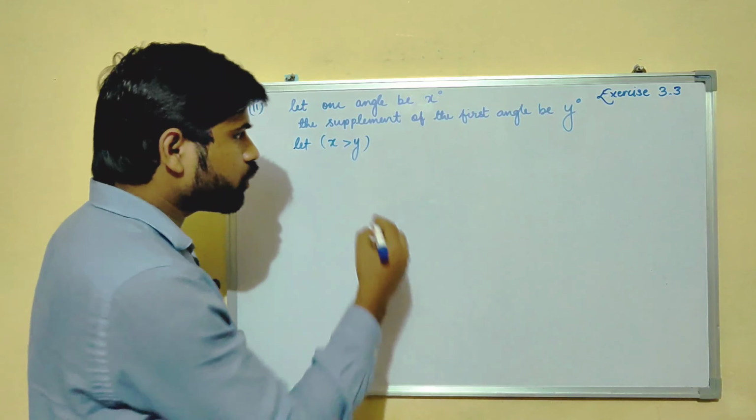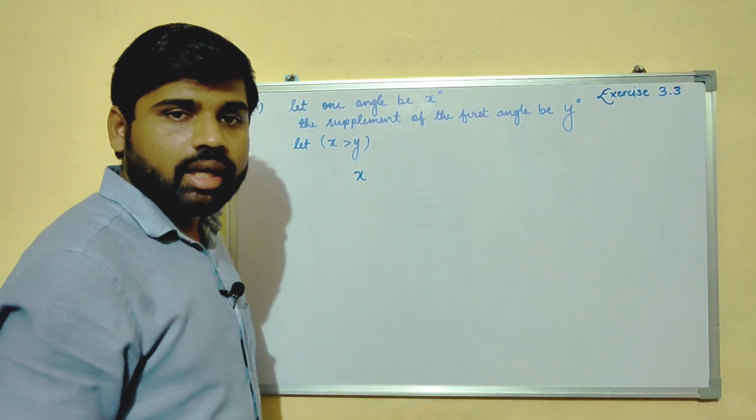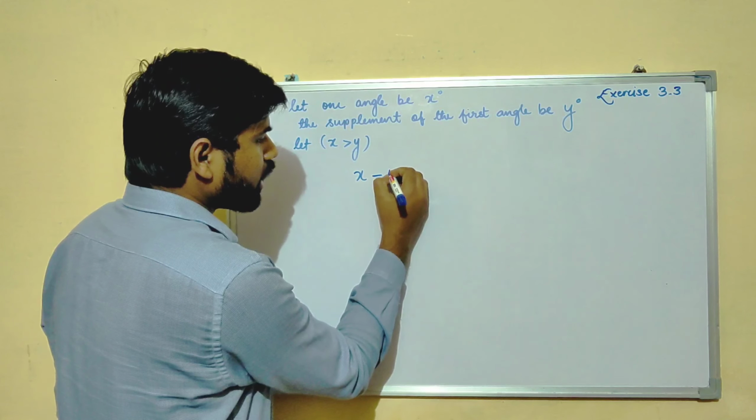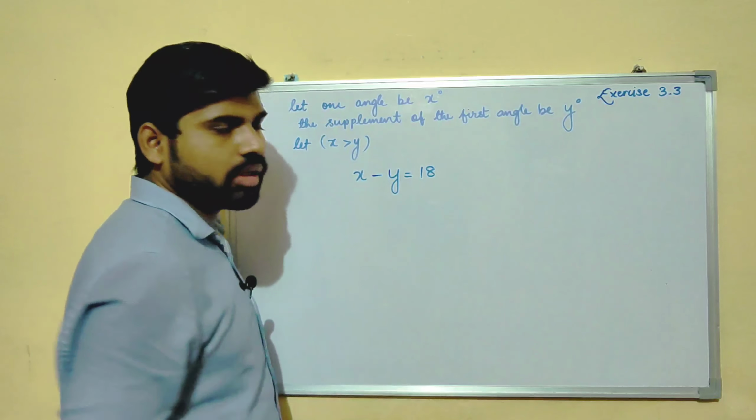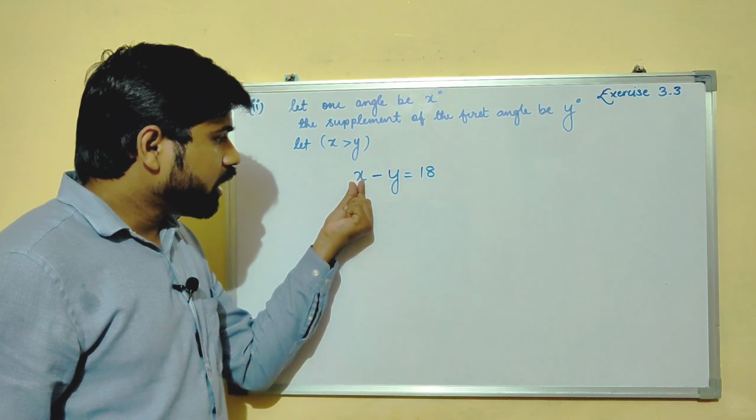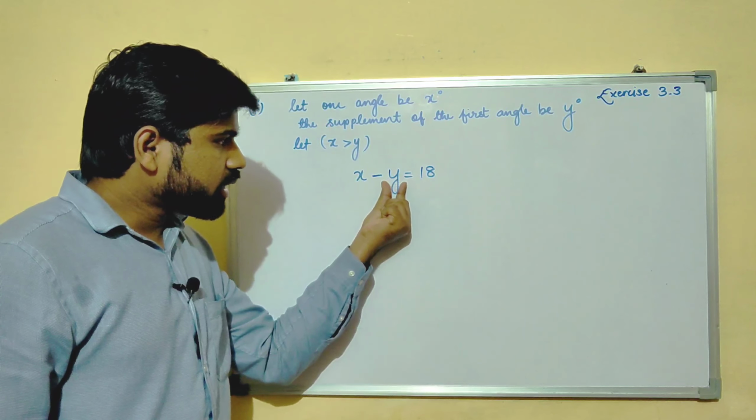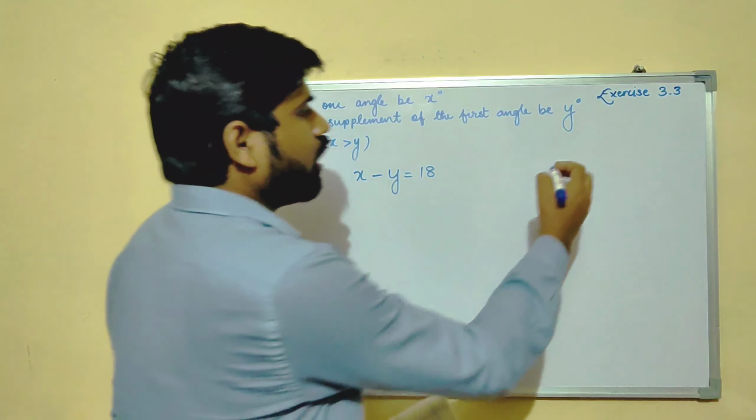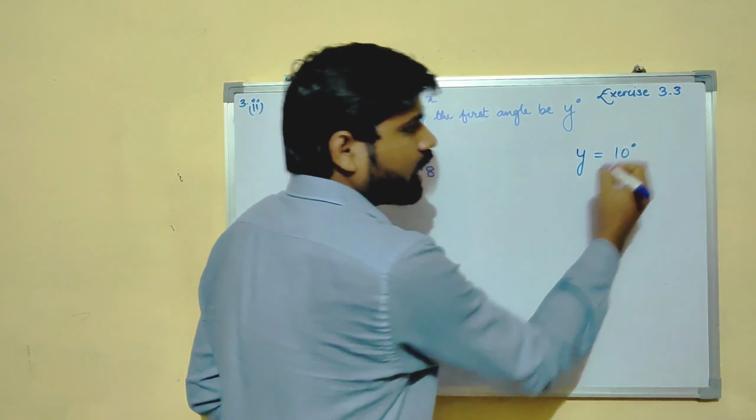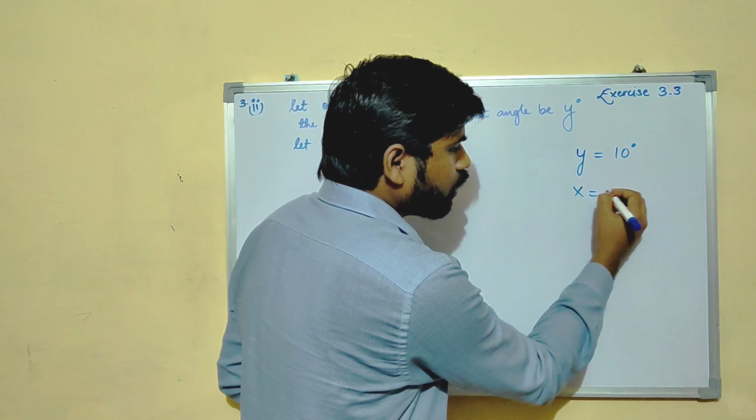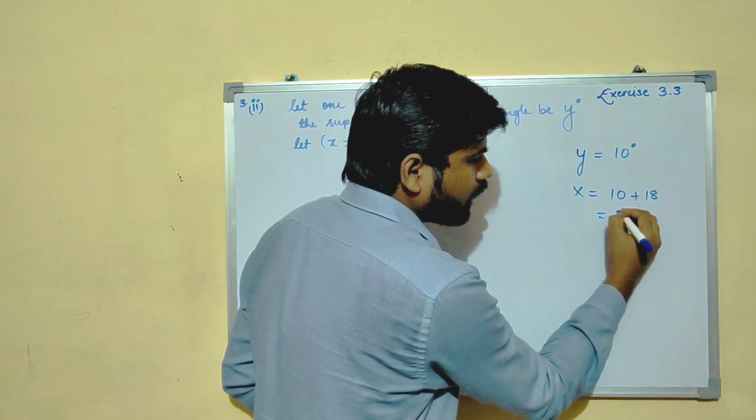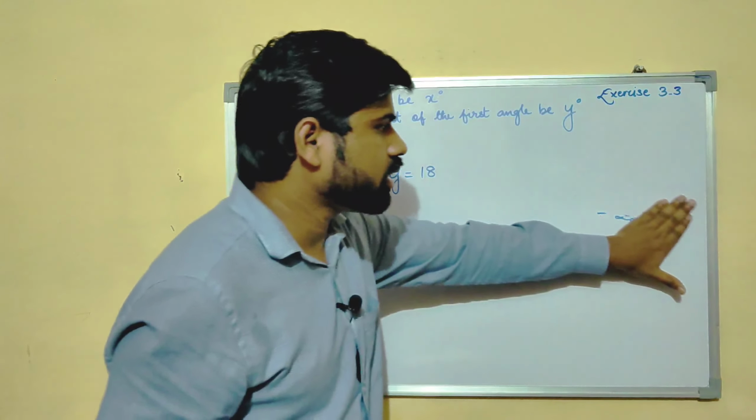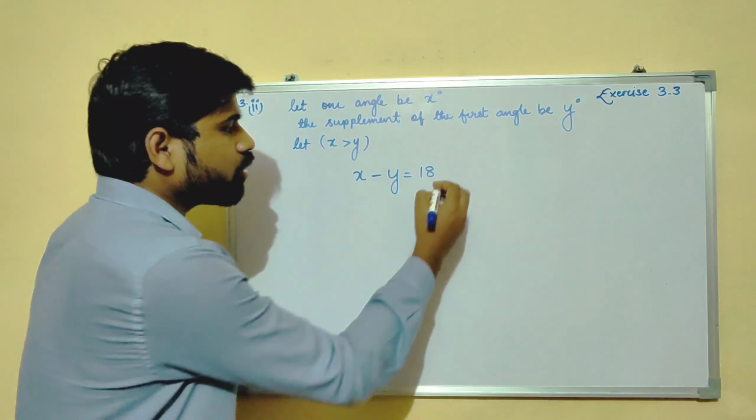Now the larger of the two supplementary angles exceeds the smaller by 18 degrees. That means we can write x minus y equals 18. Did you understand the statement? The larger of the two supplementary angles exceeds the smaller angle by 18 degrees. That means if your angle y is 10 degrees, then the value of x will be 10 plus 18, 28. This is just an example, not the answer of this question, but just to understand. Now this is your first equation.